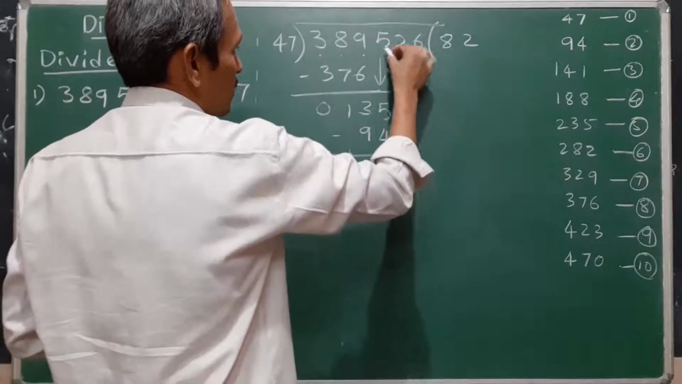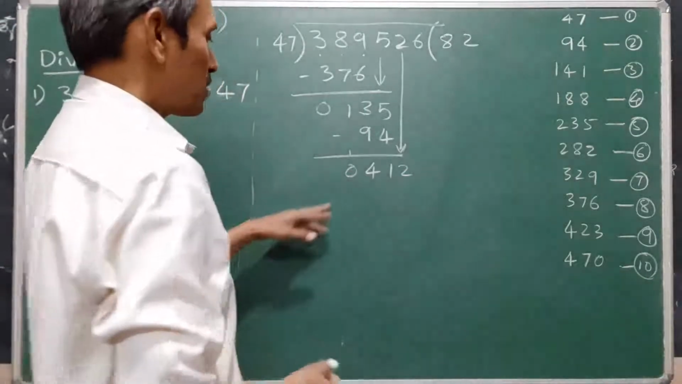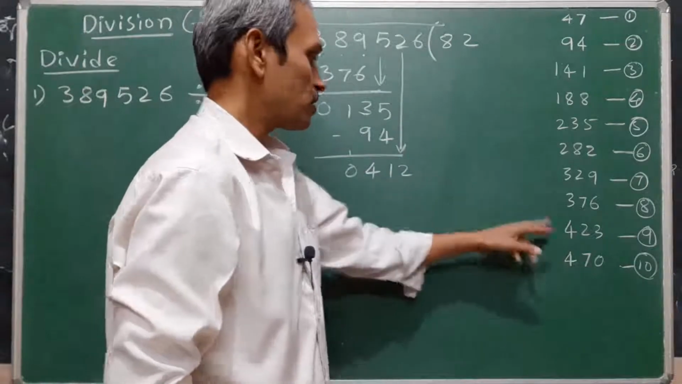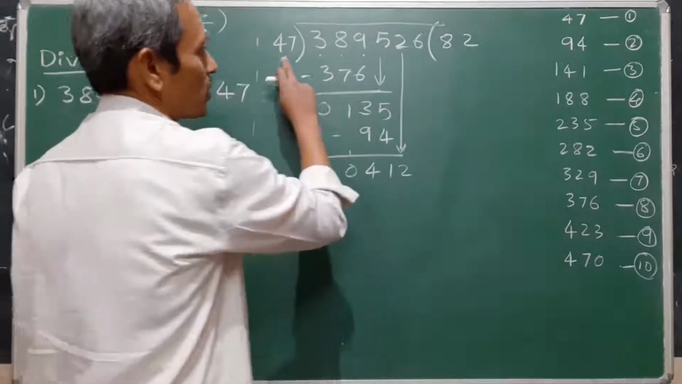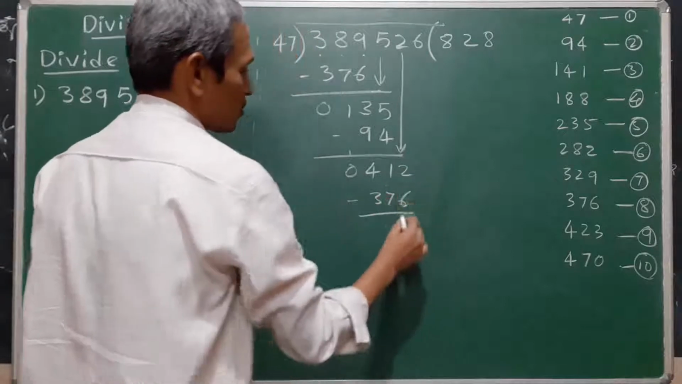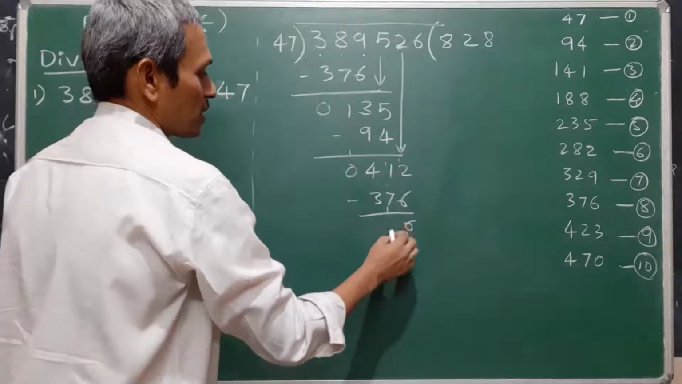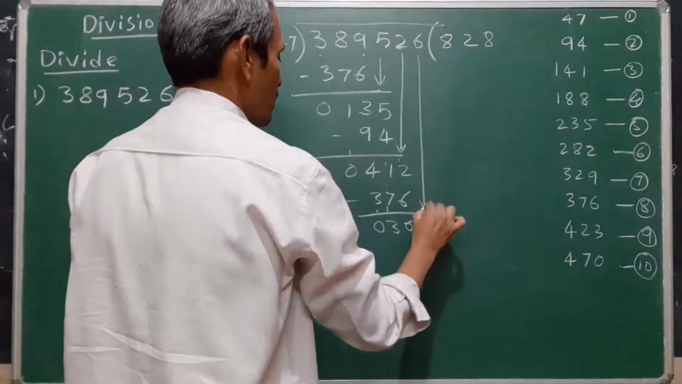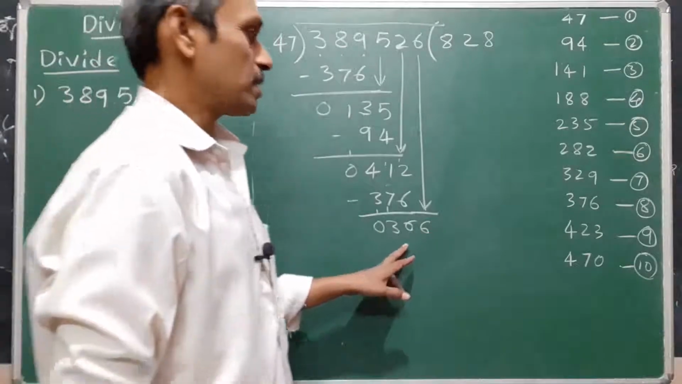We take the next digit after 5, which is 2, and we write it here. It becomes 412. Once again search for this one. 423 is there, which is greater than 412, and 412 is not there, so less than 412, 376 is there. So once again 47 8s are 376. Once again subtract this one. 12 minus 6 is 6. Here 11 minus 8 is 3, and this one is 0. 36 remains. Now take the last digit, that is 6, and write it here. It becomes 366.